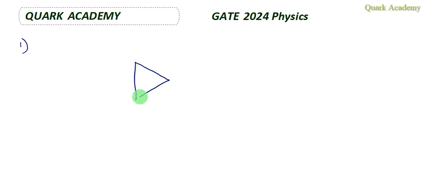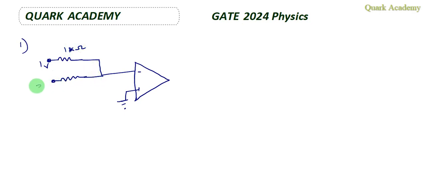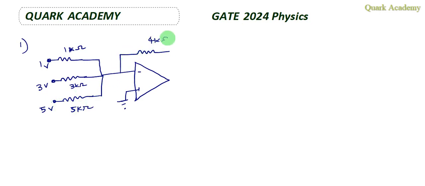There is an operational amplifier. It will have two inputs, inverting input and non-inverting input. Non-inverting was grounded. In the inverting input there were three inputs. One is 1 volt, 1 kilo ohm. Another one was 3 volt, 3 kilo ohm, and the third one is 5 volt and 5 kilo ohm, and the feedback resistance was 4 kilo ohm, and we need to find this output V0.